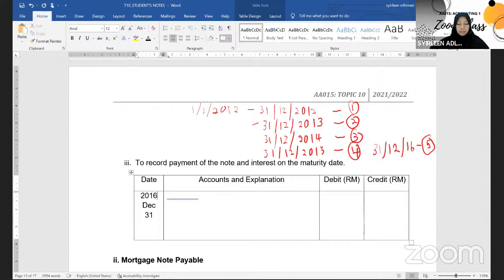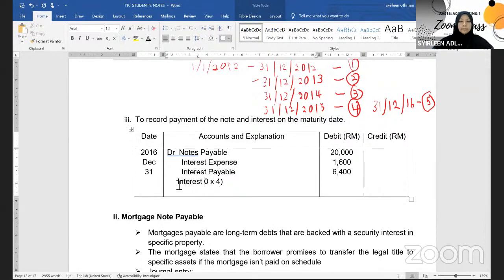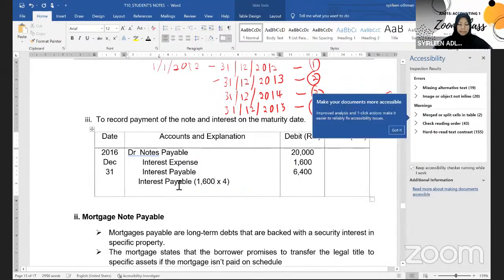Okay, so how much do I need to pay actually? Alright. Okay, so yang saya perlu bayar ialah, okay, this will be 6,400. All right, and this one is the interest payable, which is 1,600, times 4. All right.